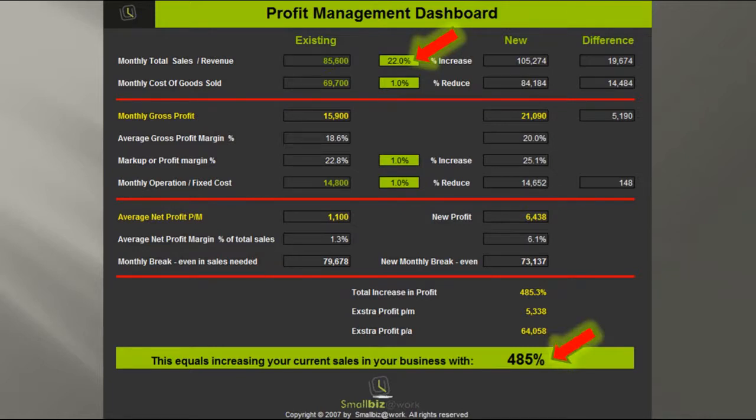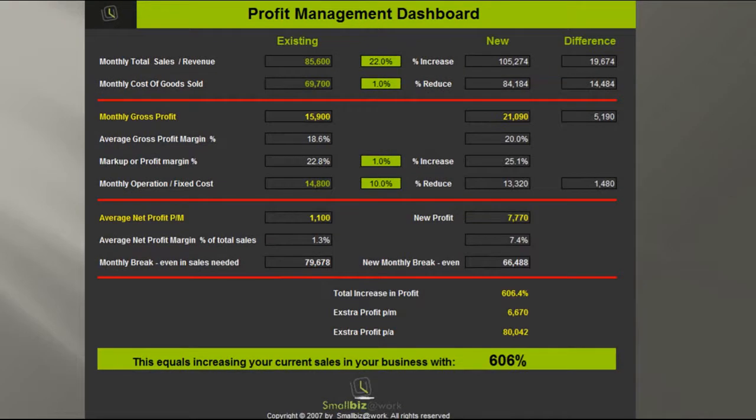So here is my conclusion. Every business out there can increase their sales with 22% by making a 5% change in the 4 different areas. I also know that every business out there can at least reduce their cost with 10% by making small changes. That will give this business an increase of 606% in profit. And you can do the same in your business.